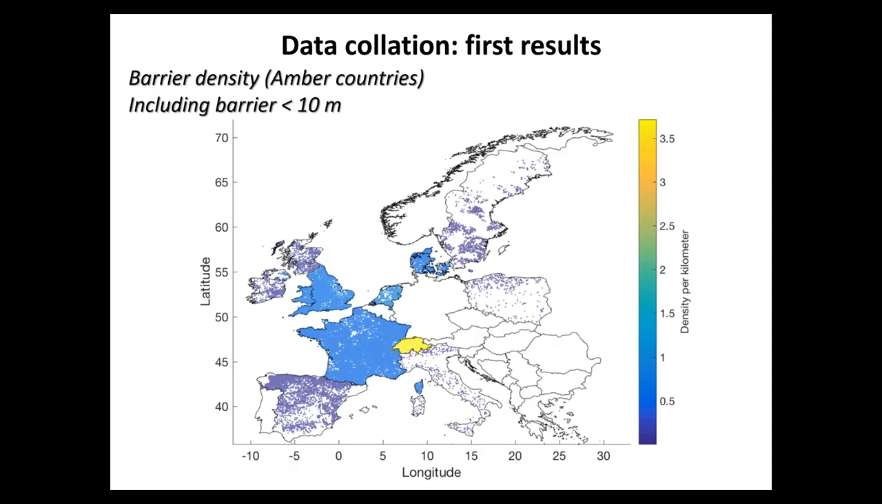So, the same picture when we include information on barriers lower than 10 meters. As you can see, the information is not consistent at the European scale. But when the information is available, for France or England, for instance, England and Wales, we see that this information is comparable. So probably for countries where this information is missing, we should expect instead a density like, for instance, France, England, and Wales.